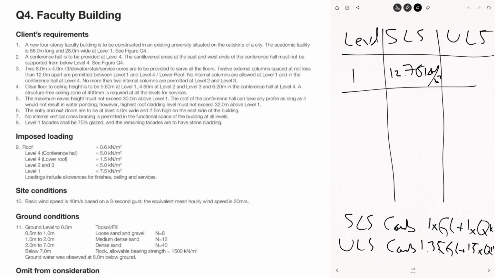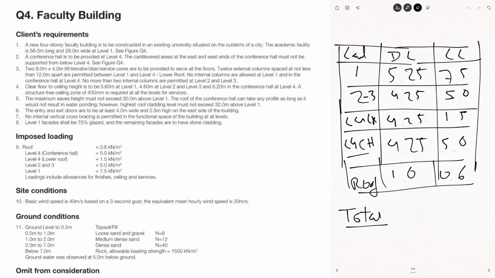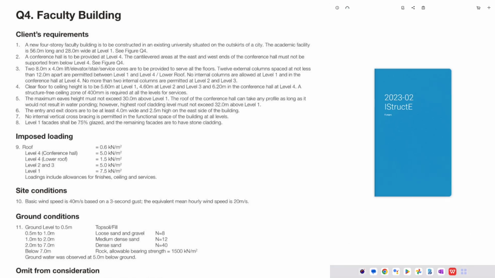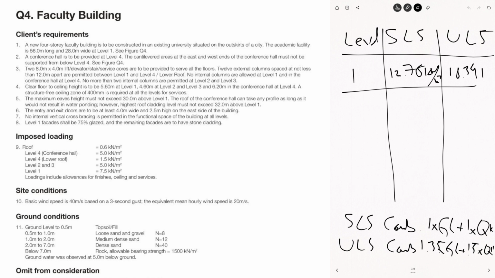The ULS was 1.35 times 5.25 plus 1.5 times 7.5, the live load. Yes. And that gave us 18.34. Not again. You need to improve in this.